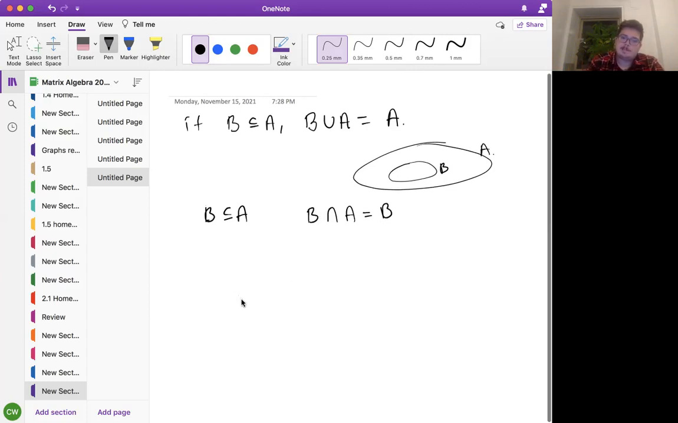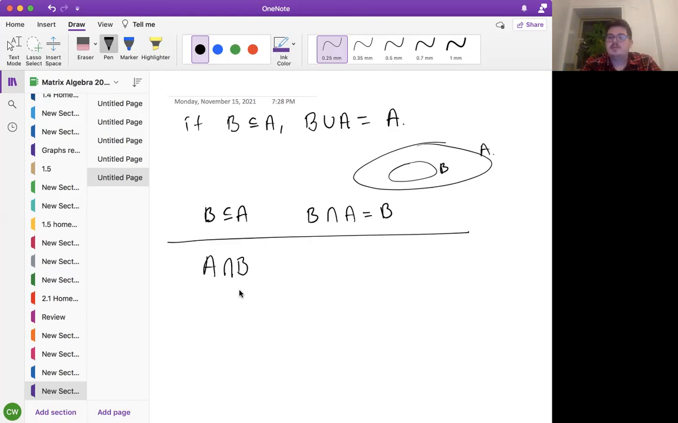Okay. How about this? Let's say A intersect B. What is that a subset of? Can you think of a set that it is a subset of? Sure, A union B. What else is it a subset of?